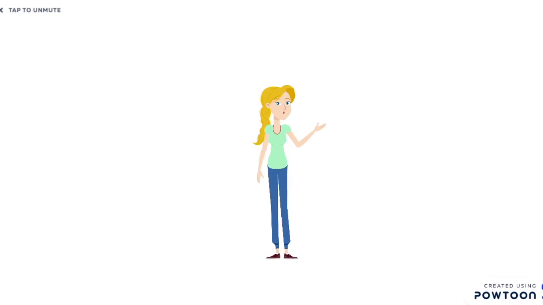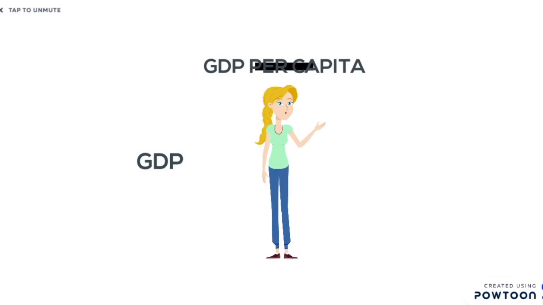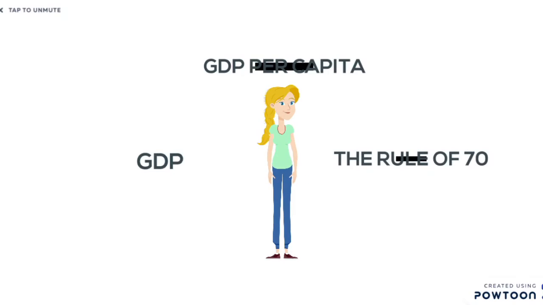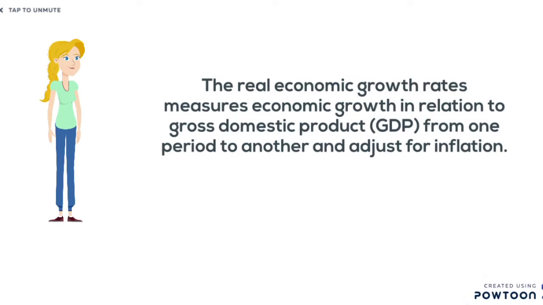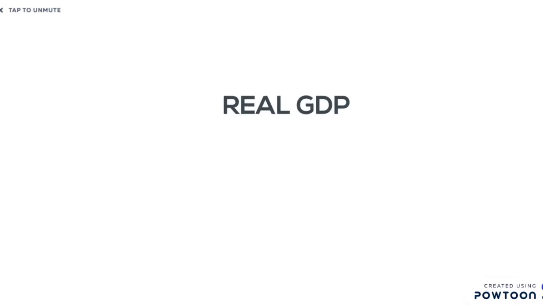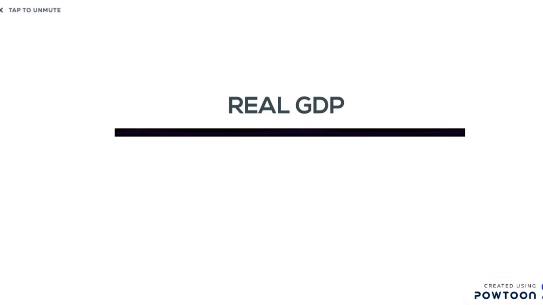Now before we end, let's discuss 3 more terms that relate to economic growth. These terms are GDP, GDP per capita, and the rule of 70. The real economic growth rate measures economic growth in relation to gross domestic product, GDP, from one period to another and adjusts for inflation. Real GDP is divided by the population of a country to calculate the real GDP per capita, meaning per person.